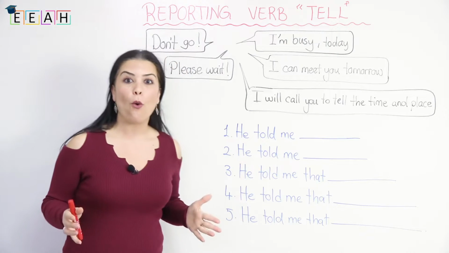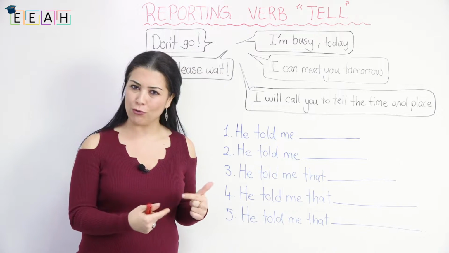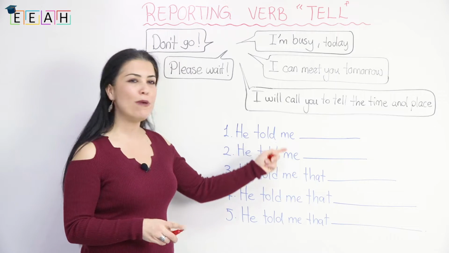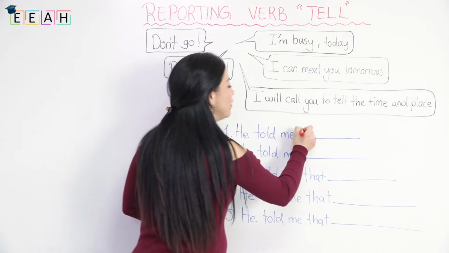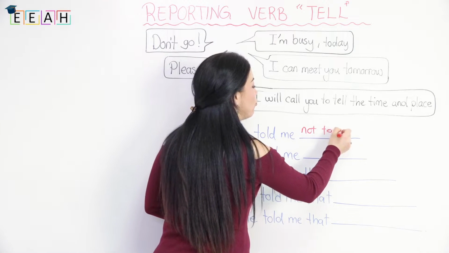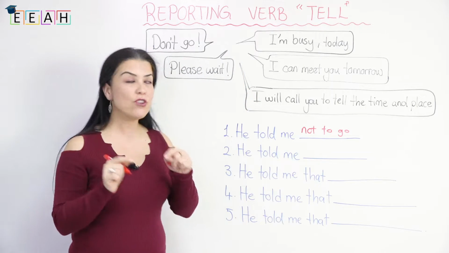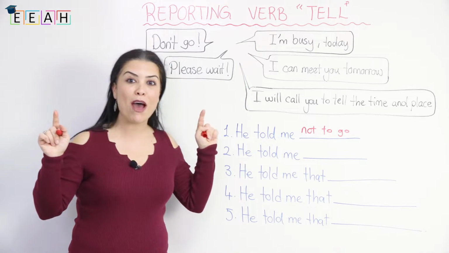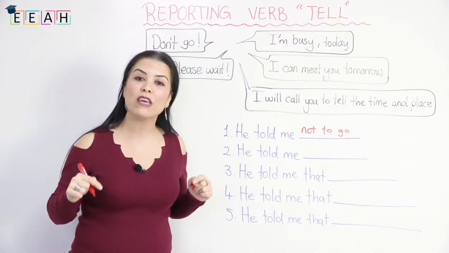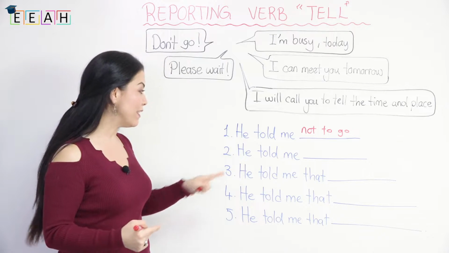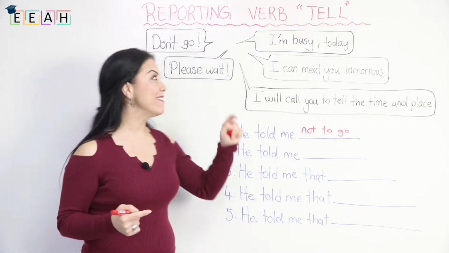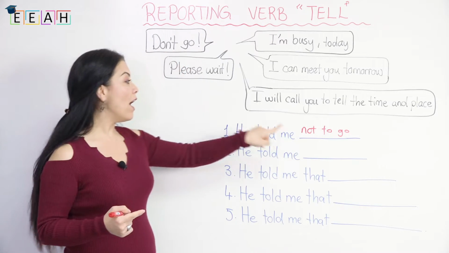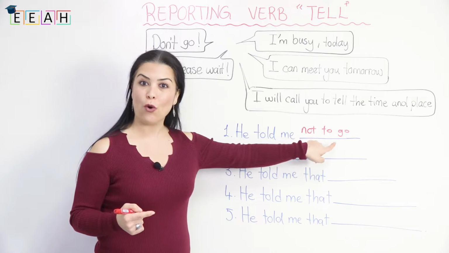Well, don't go. This is what he told me, right? So he told me, what? He told me not to go. The original sentence here is an imperative sentence, right? And we report imperatives using tell. He told me not to go. Because this is negative, don't, I had to say not to go.